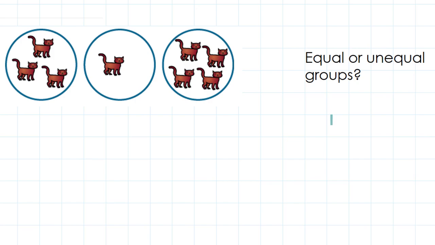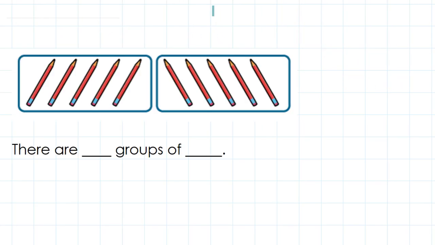And then look at these cats, these groups of cats. There are 3 groups of cats. Are they equal or unequal groups? Well, hopefully you can see they're unequal because there's not the same number of cats in each group. Does that make sense? I hope so. Okay, let's look at the next section.